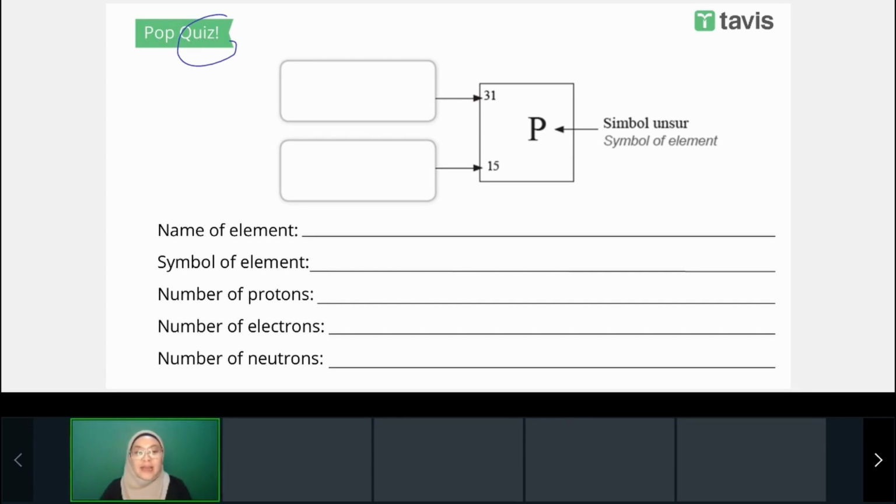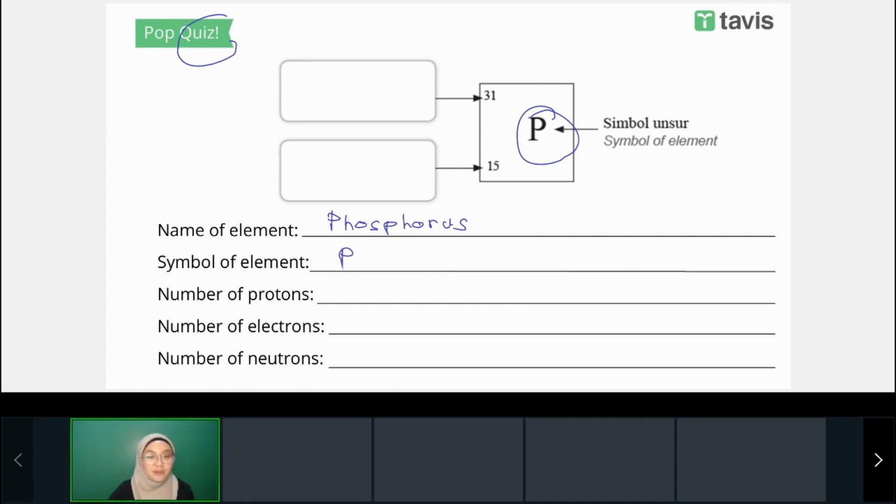What is the name of the element? They give you P. This one is the name of the element in the periodic table. They give you P. Do you have any idea what is P? P stands for phosphorus. Yes, correct. Okay, the symbol they give already, it is given P.